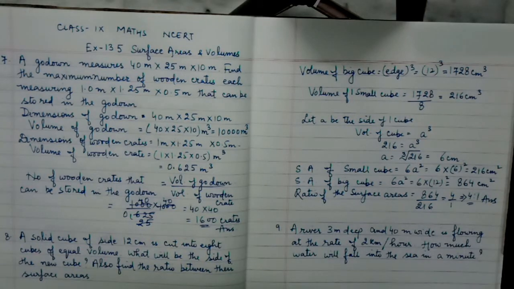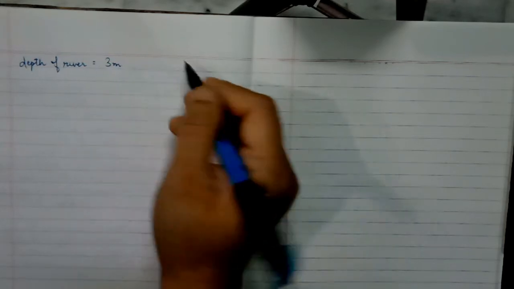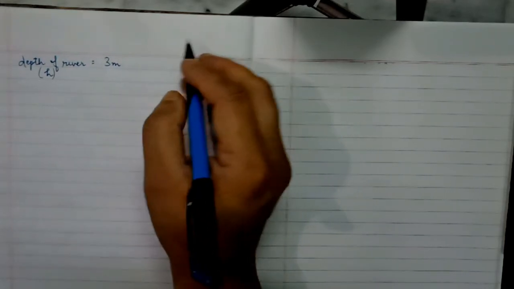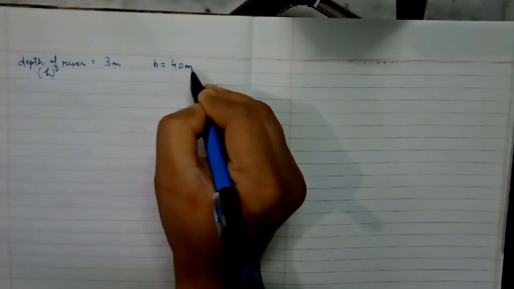Okay, so what is given? First of all, we will write that depth of the river is given 3 meter. Depth of the river को हम height पे लेंगे. Okay, and breadth of the river is given 40 meter. Rate at which it is flowing, that is 2 kilometers per hour.